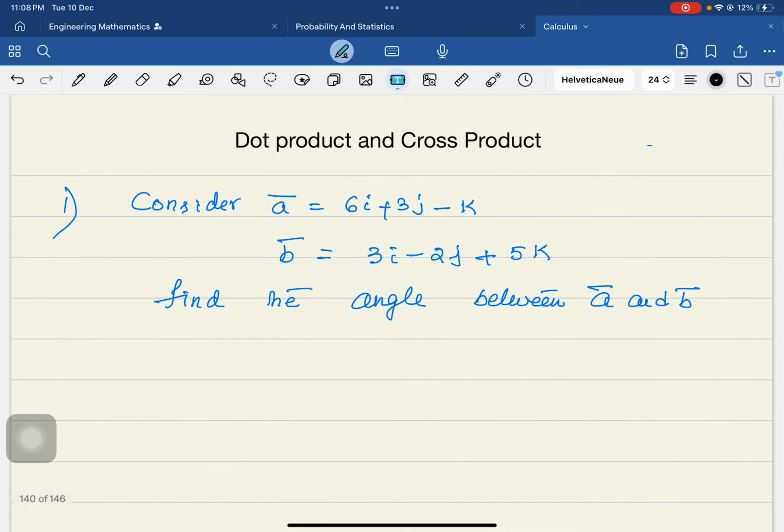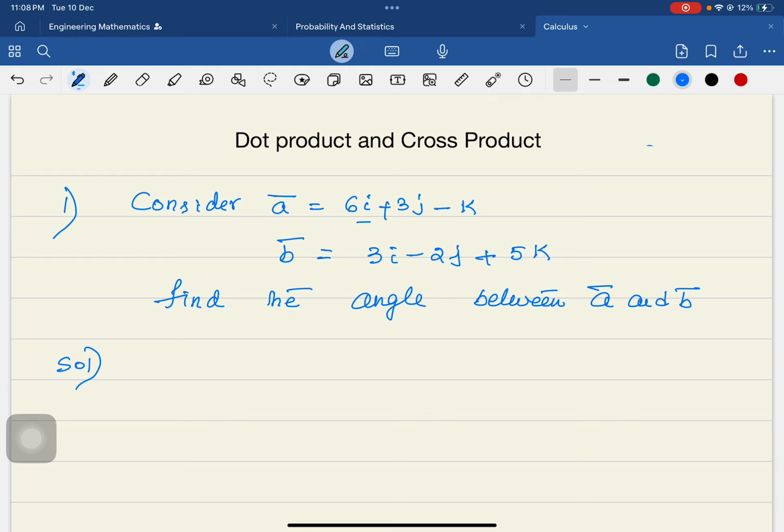In today's lecture, I am going to explain how to find the dot product and the cross product of two vectors. So now, suppose the vectors A and B are given. Find the angle between A and B also. So the first problem is like this.